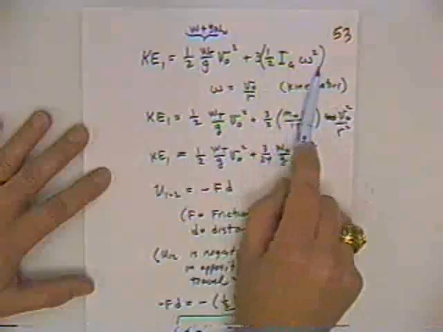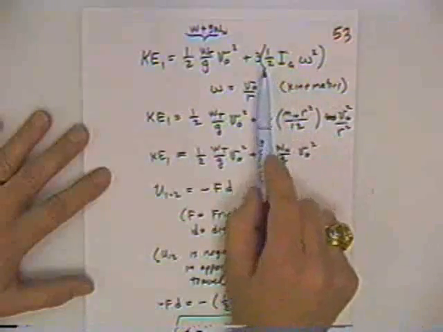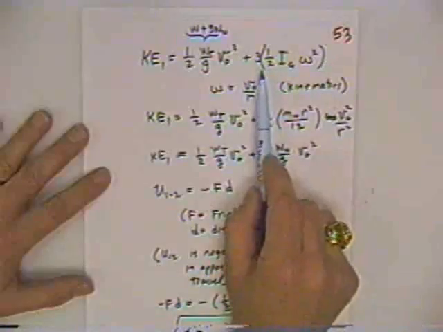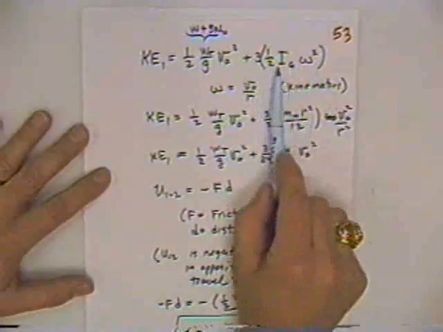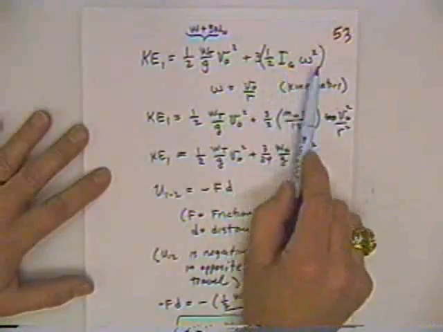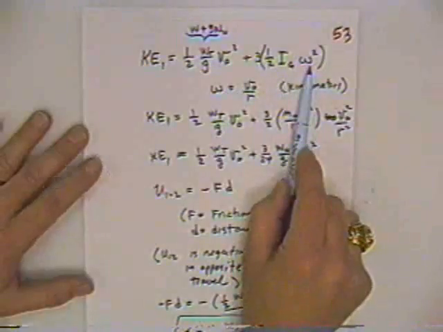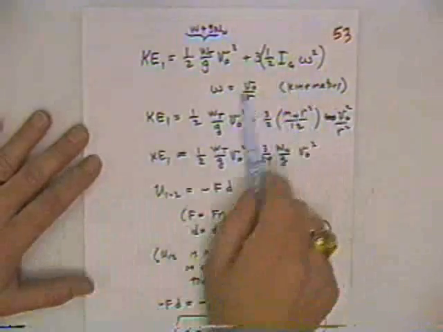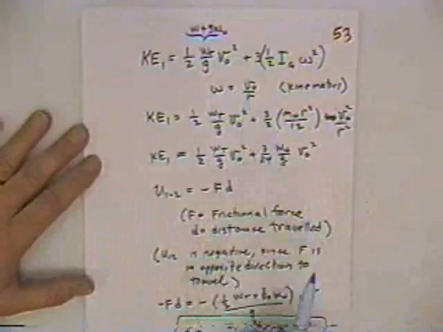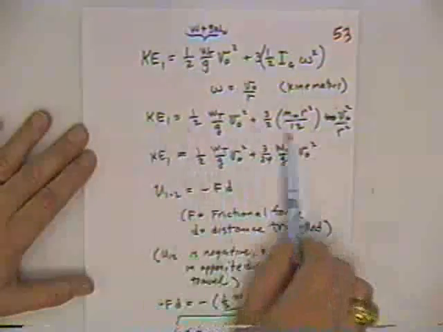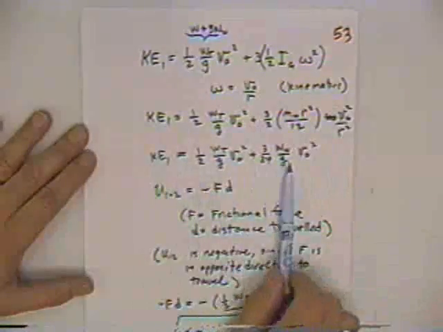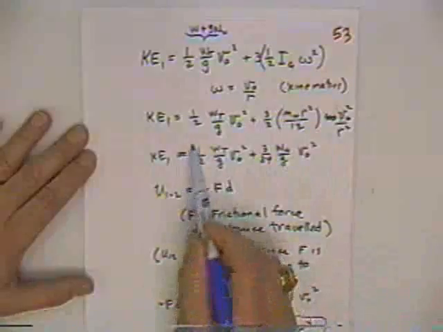The wheels, in addition, but not the car itself, have rotational kinetic energy. 3 of them. Each one has 1/2 I about G for the disk times omega squared. Okay? Now, omega is still related to V0 over R like that. And that's how we compute kinetic energy at time 1 in terms of V0.